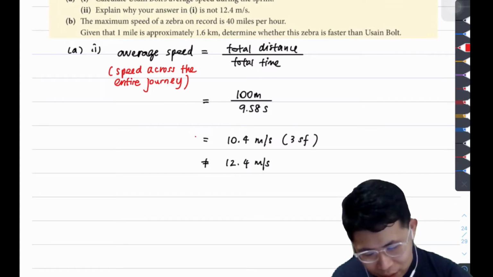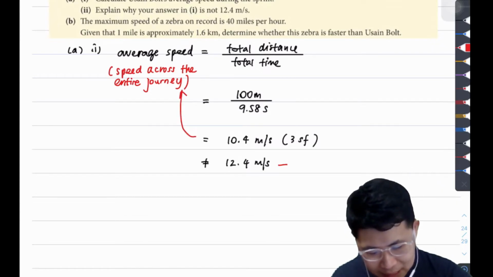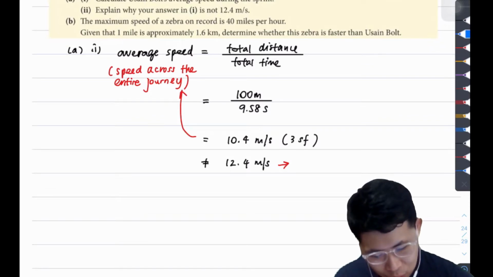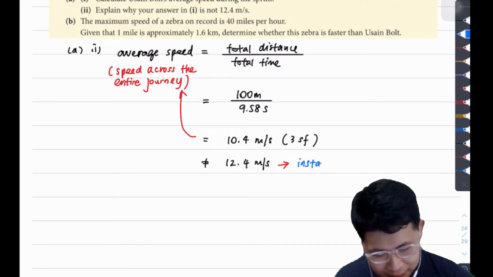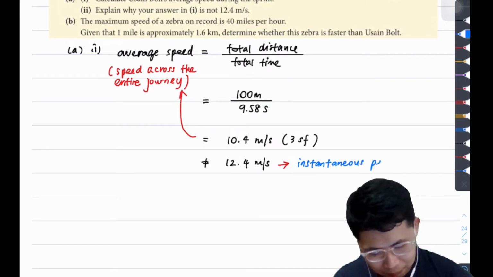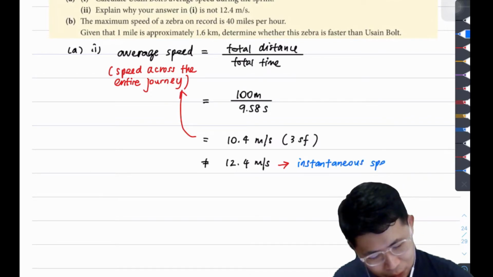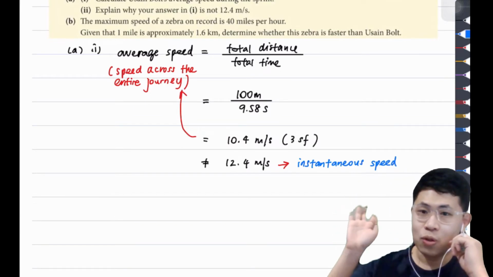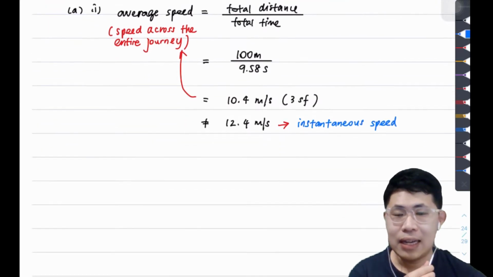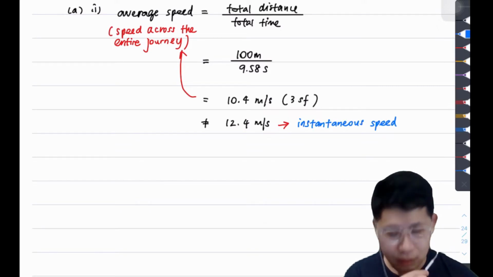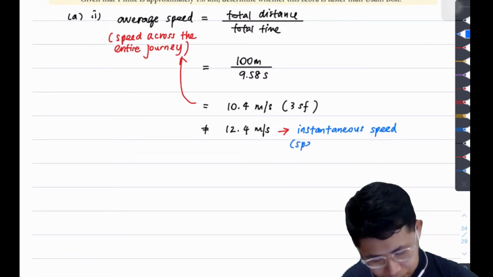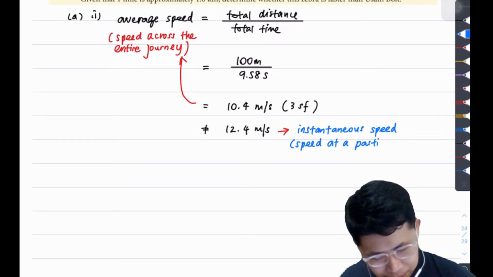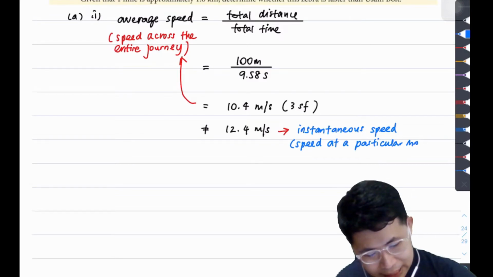Now, however, this 12.4, what is this 12.4 actually? This is what we call instantaneous speed. So you have to be a bit aware between these two terms. So what is an instantaneous speed? It is the speed at a particular moment, or it is the speed at a particular instant.